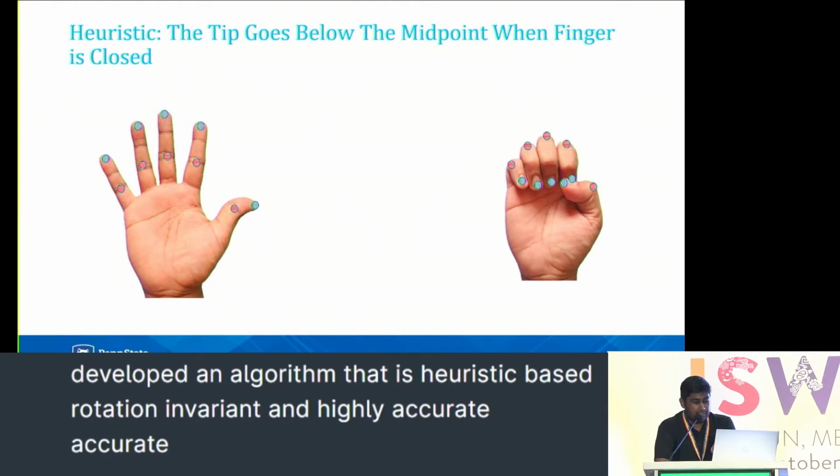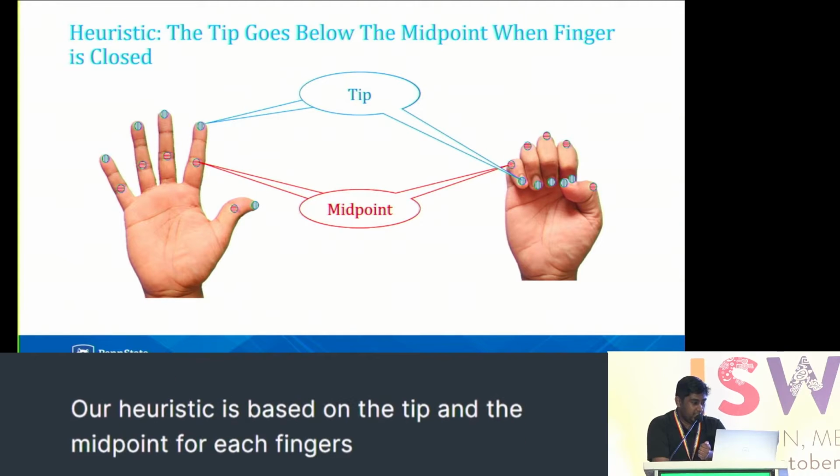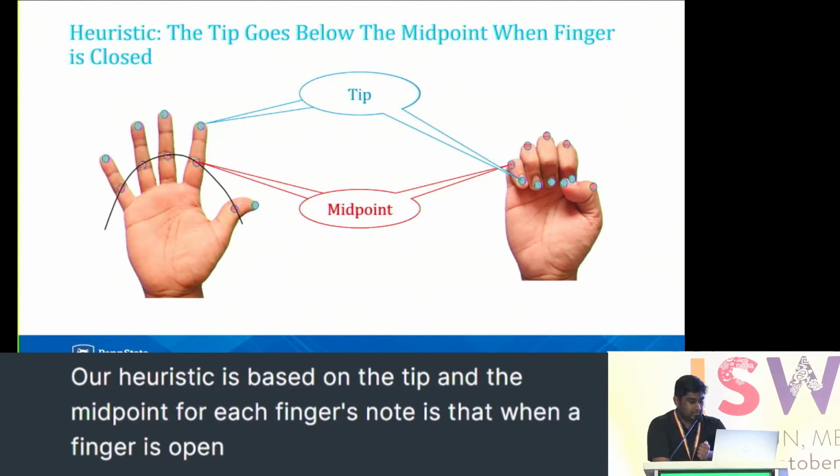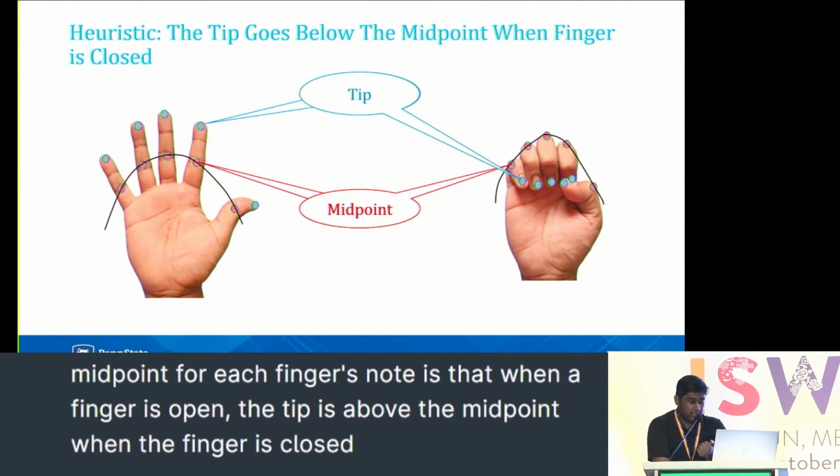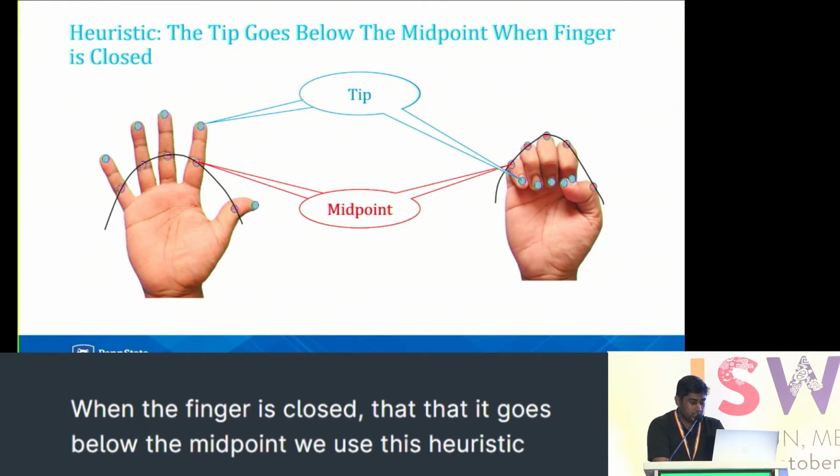Our heuristic is based on the tip and the midpoint for each finger. Notice that when a finger is open, the tip is above the midpoint. When the finger is closed, the tip goes below the midpoint. We use this heuristic to distinguish between the open and closed state.